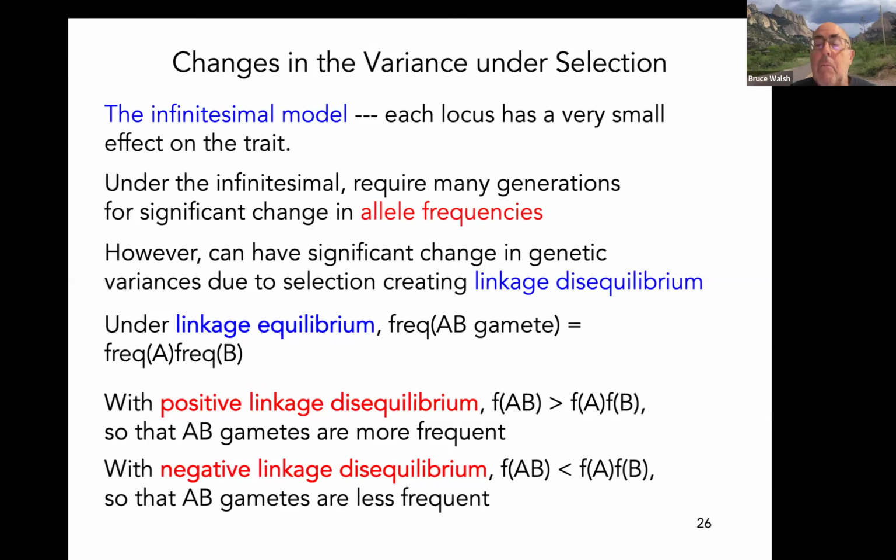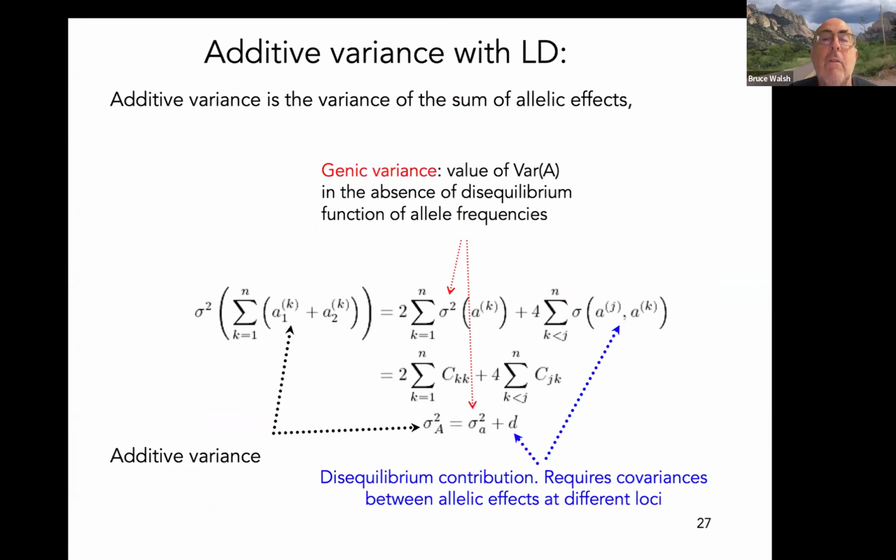Positive linkage disequilibrium, called positive LD, is when that combination is more frequent than you expect by chance. So A and B are positively correlated. When you get a big A, you tend to also get a big B. Negative disequilibrium is when the frequency of that combination is less than you expect by chance. It means A and B are negatively correlated. When you get a big A, you're less likely to get a big B. And selection can generate these combinations fairly quickly.